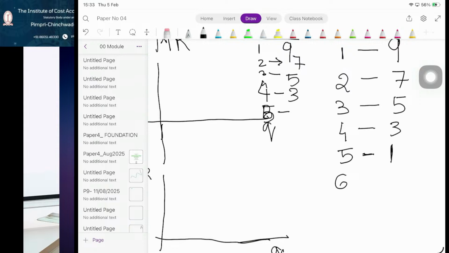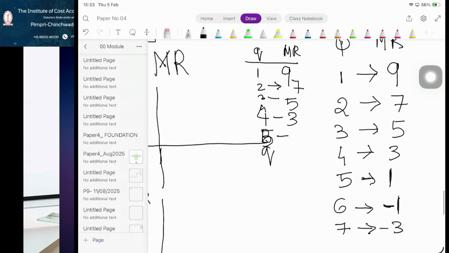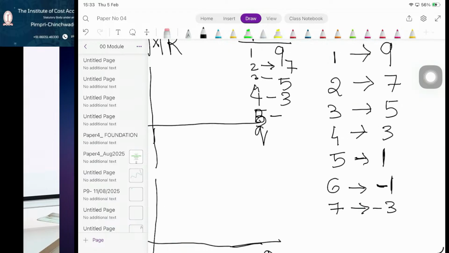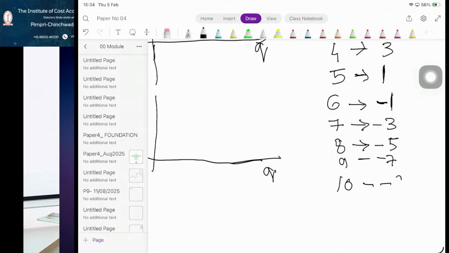Let me just write like this so that I am very clear about signs. 6, it is minus 1. 7 will be minus 3. 8 will be minus 5. 9 will be minus 7, and 10 will be minus 9. Did you all get this table?